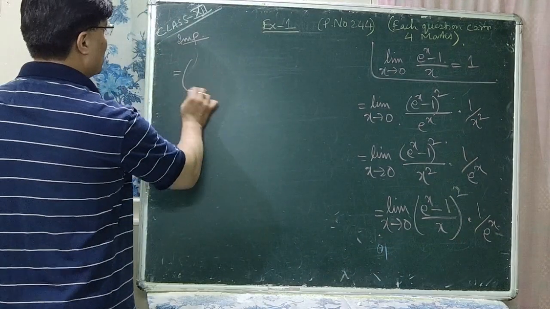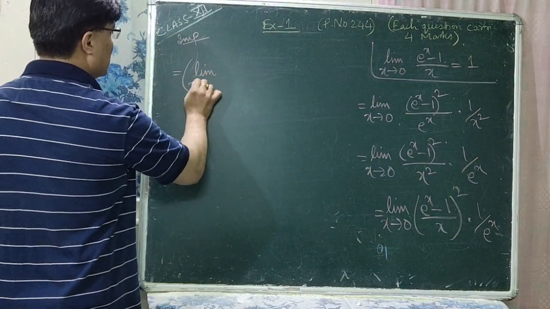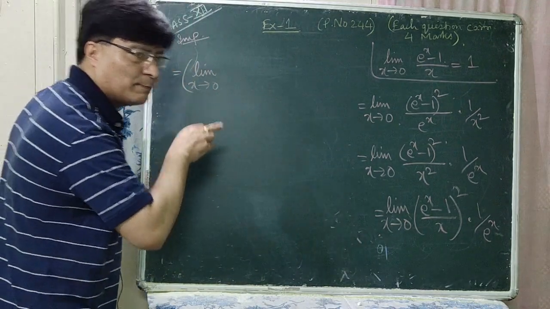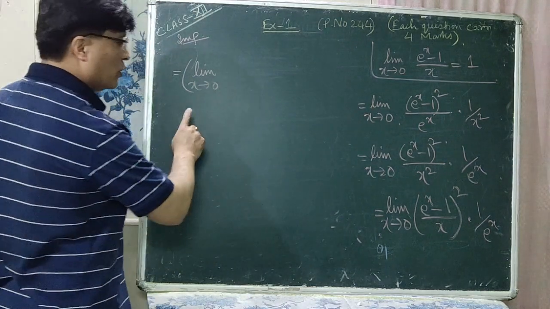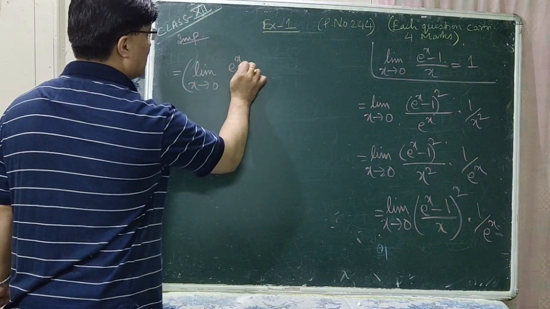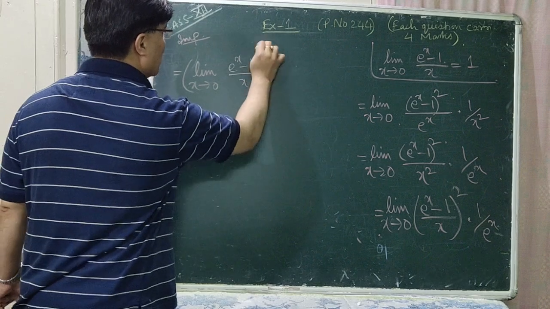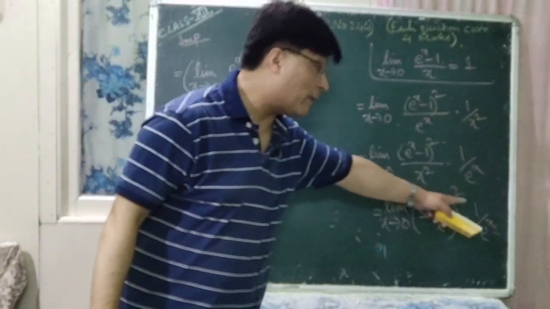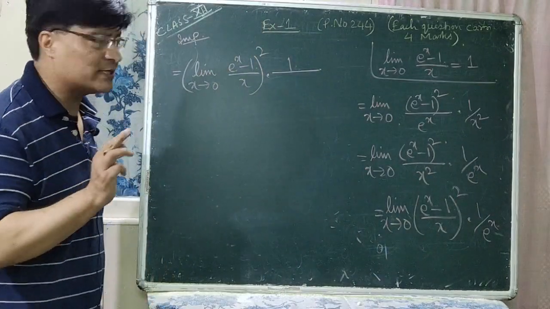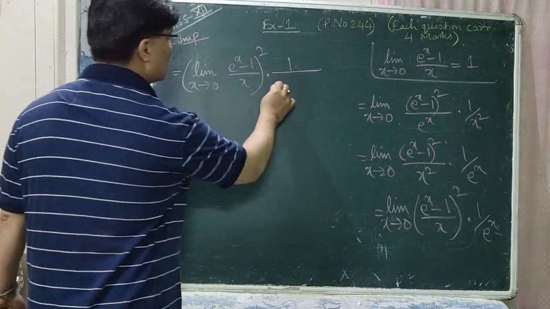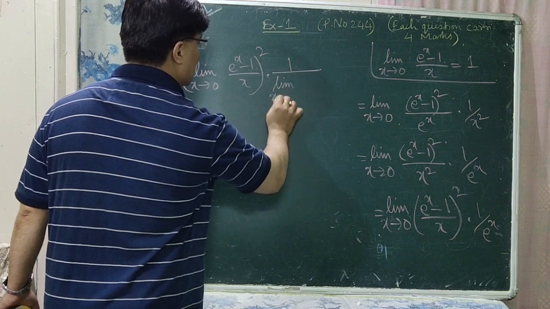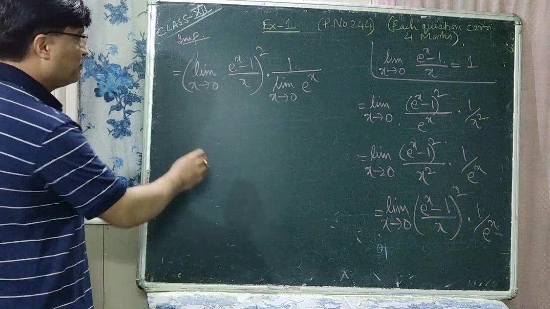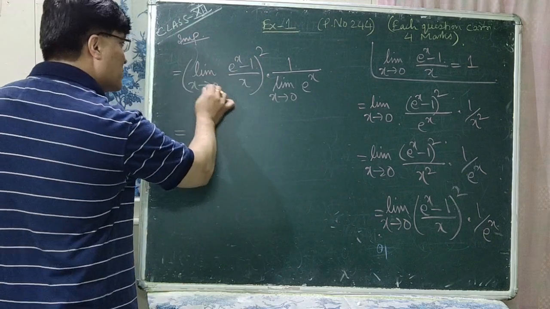So this is equal to, within the bracket, limit x tends to 0, (e to the power x minus 1 upon x) whole square, into 1 upon, and this e to the power x also contains x. So in this case also you have to write down the limit, that is limit x tends to 0, e to the power x. Is that clear?